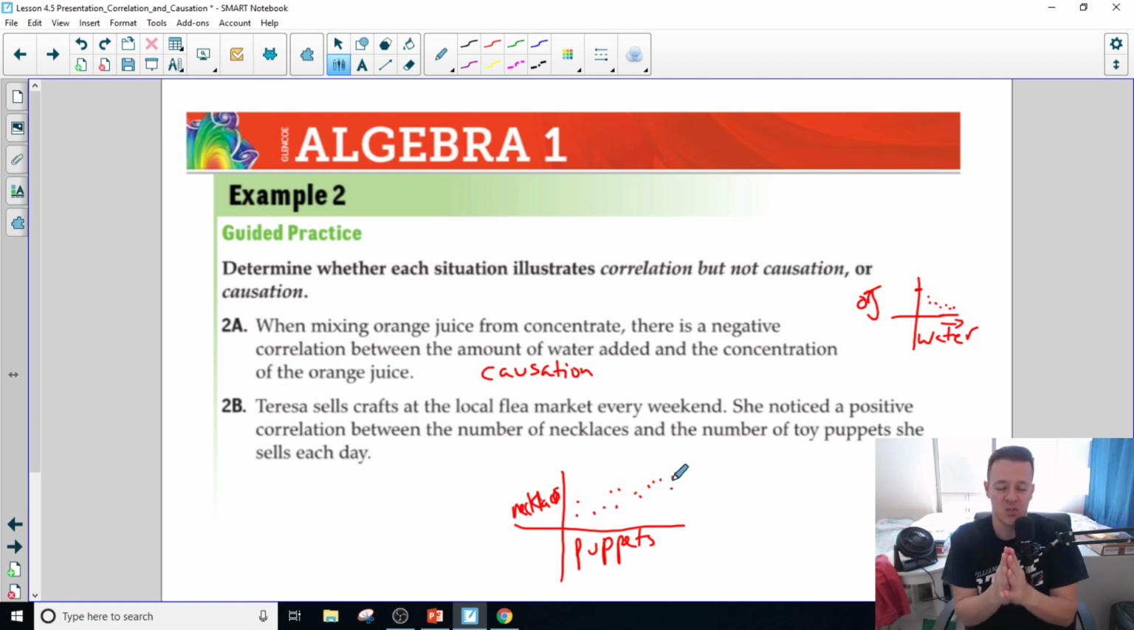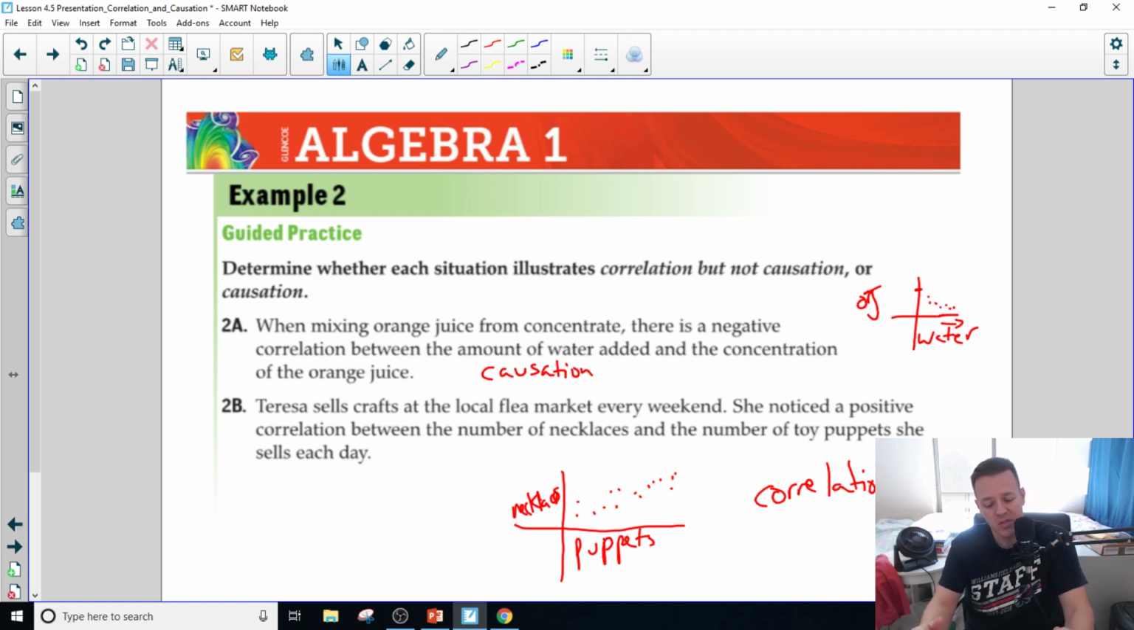Now, in this example, does one thing cause the other? This would be a no. This is a correlation, okay? But there is no causation, which means most likely what's happening is that when she's selling, she's having good days and she's having bad days. When she has good days, she sells a lot of necklaces and a lot of puppets all at the same day. But if nobody comes to the flea market, then guess what? Nobody buys anything, so the necklaces and the puppets will probably be down here on the low end.